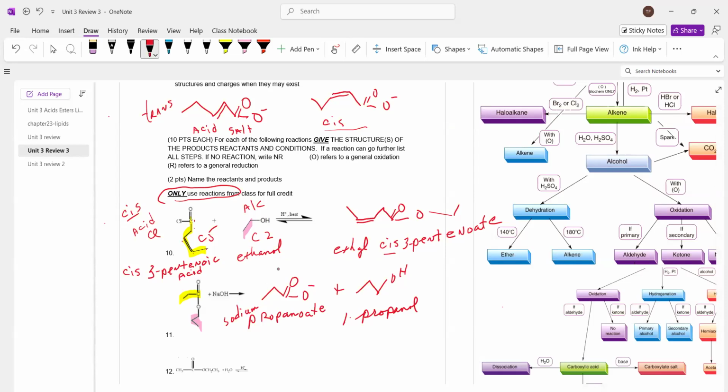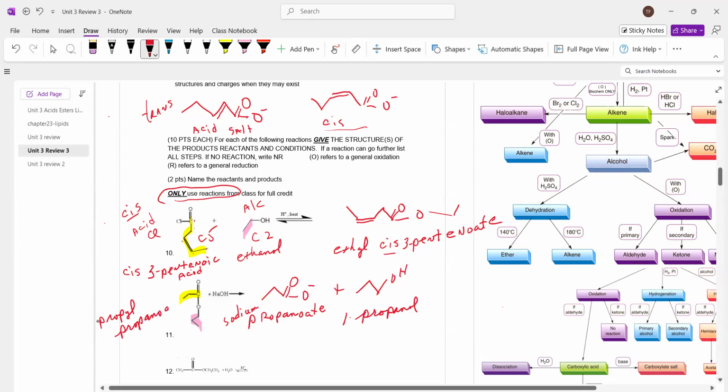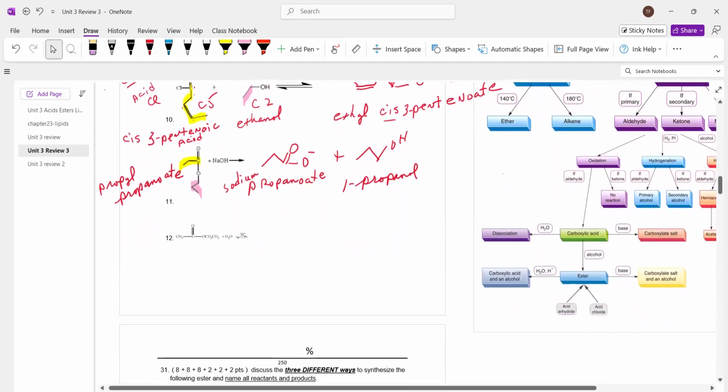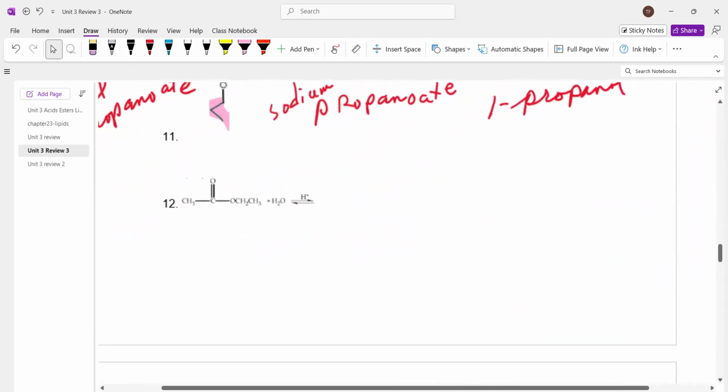And then naming the ester, that's going to be propyl for the alcohol, and then propanoate. So propyl propanoate. Okay.